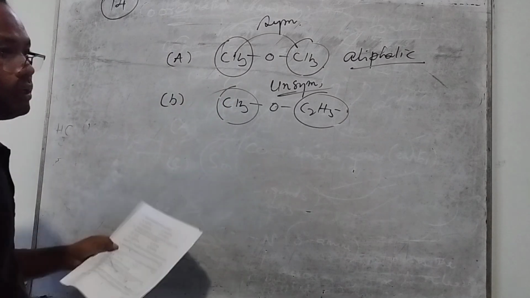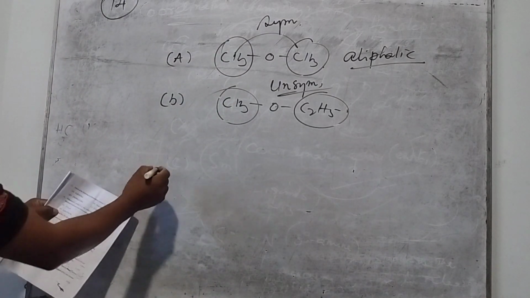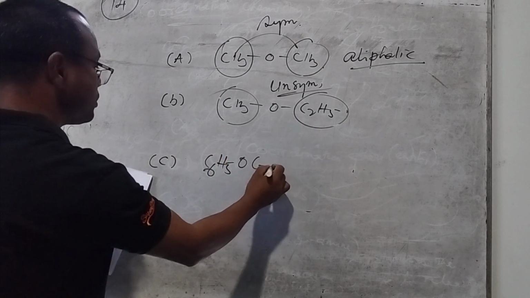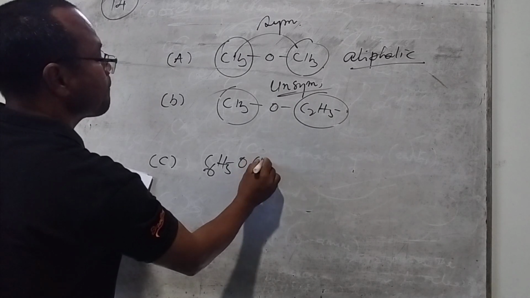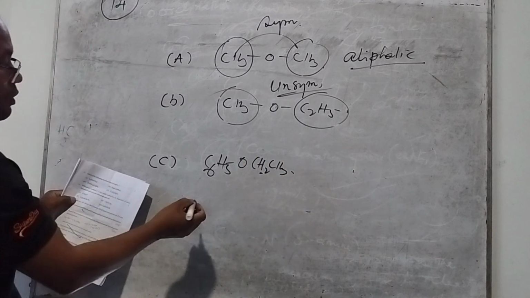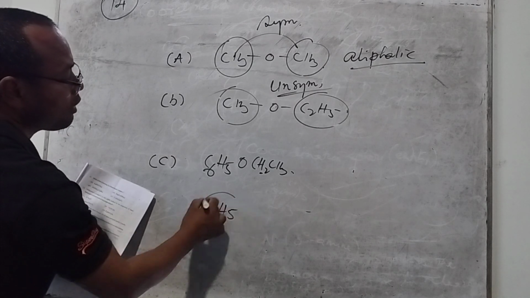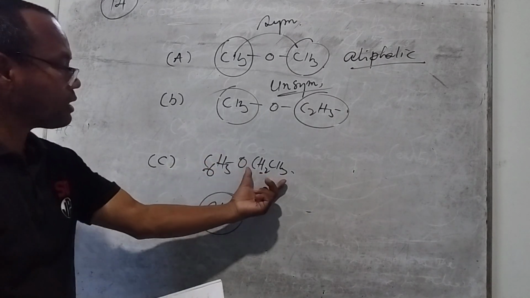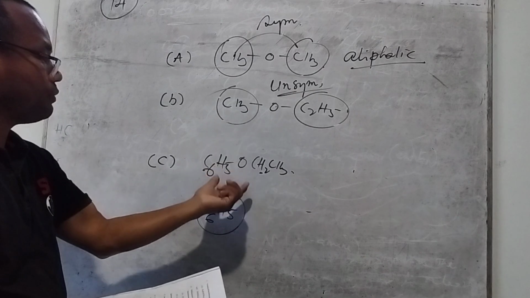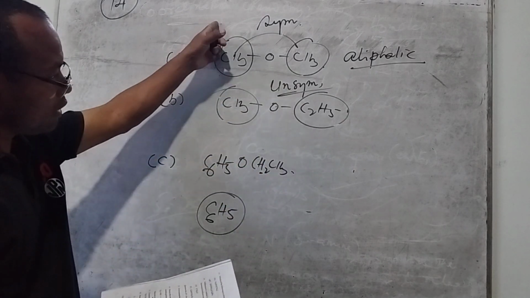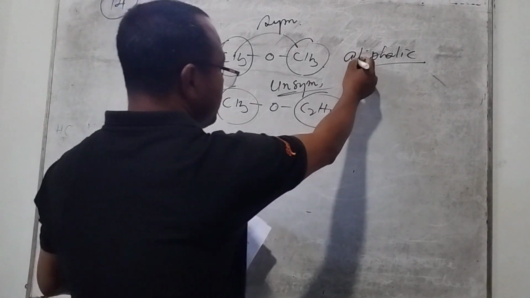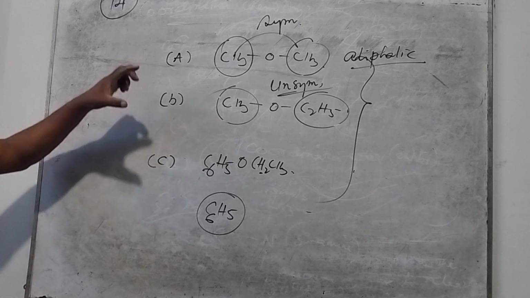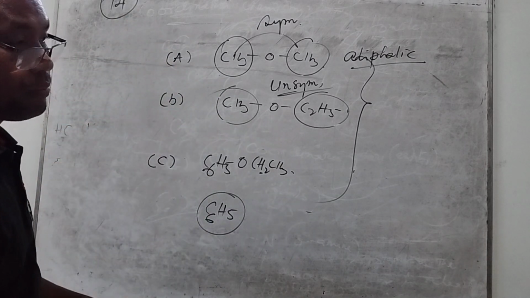So that type of ether. We have another, number C. C6H5, oxygen, CH2 and CH3. So here C6H5 is aromatic, and this is aliphatic, right? So if one of them is aliphatic and one of them is aromatic, no doubt, these three can be prepared by Williamson synthesis. How to prepare is another case, but all these three can be prepared by Williamson synthesis.